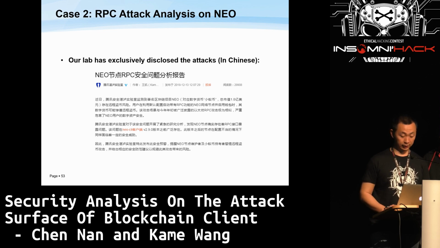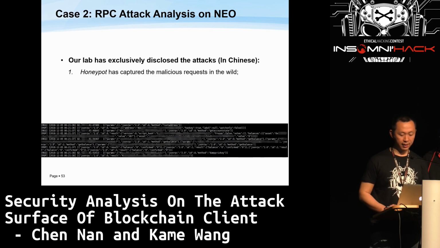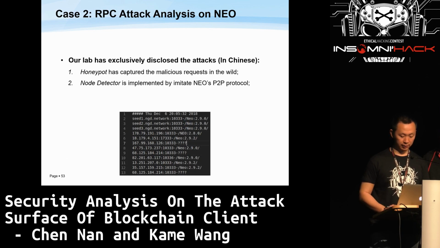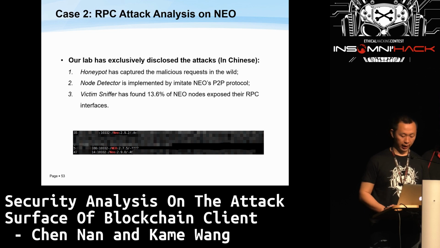Our lab exclusively disclosed the attack in December of last year. The attack packets captured by our honeypot are shown in the picture. The node detector is implemented by analyzing and imitating NEO's P2P protocol, which successfully detected all the nodes in the NEO network. Our victim detector has found more than 13% of NEO nodes are under threat of remote RPC attack. In conclusion, the RPC attacks in different blockchain projects have similarities. The analysis system we shared here is put for all of them.